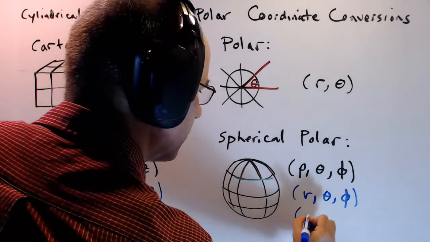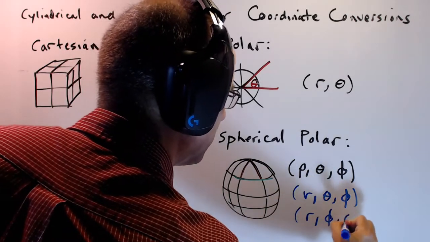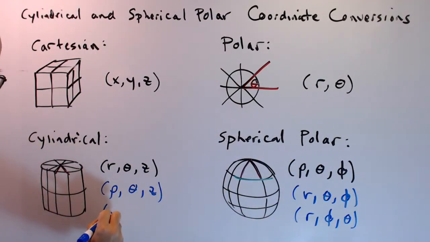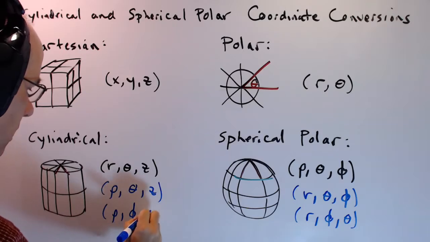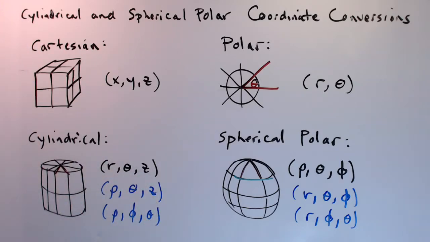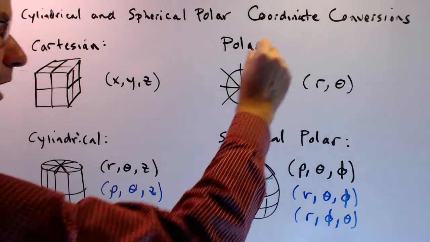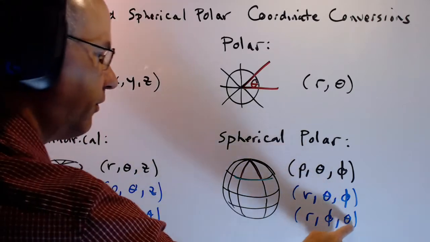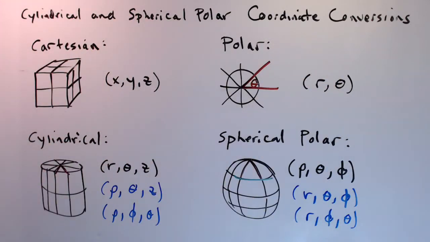And there's another one. How about we switch up the theta and the phi? This last pair is used in a lot of physics textbooks, but there are a lot of variations out there. Again, we have a situation where these two are consistent with one another, but this phi corresponds to this theta, and this theta has nothing to do with that theta.